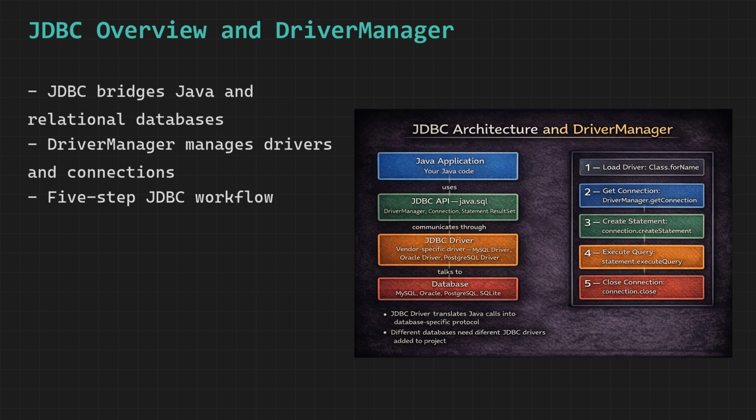DriverManager is the first class you interact with. It maintains a registry of available JDBC drivers and uses the connection URL you provide to find the right driver and establish a connection. The connection URL has a specific format: jdbc: followed by the database type, then the host, port, and database name. For MySQL, it looks like jdbc:mysql://localhost:3306/mydb.